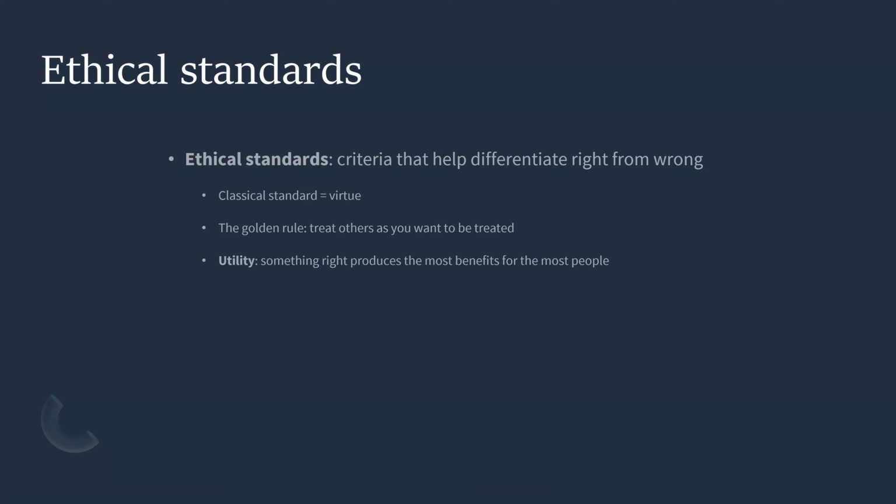Okay, so ethical standards are the criteria that help differentiate right from wrong. A classical standard would be virtue. There's something called the golden rule, which is you treat others the way you want to be treated. I think that's pretty much true across most modern societies. Some people tend to forget that, so let this be a reminder to treat others the way you want to be treated.